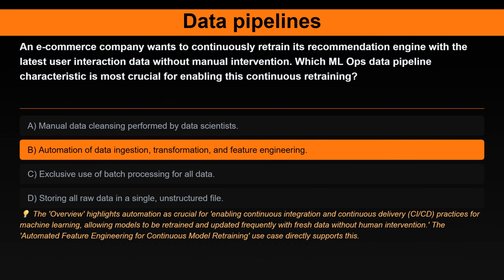The correct answer is automation of data ingestion, transformation, and feature engineering. Here's the explanation. The overview highlights automation as crucial for enabling continuous integration and continuous delivery (CI/CD) practices for machine learning, allowing models to be retrained and updated frequently with fresh data without human intervention. The automated feature engineering for continuous model retraining use case directly supports this.